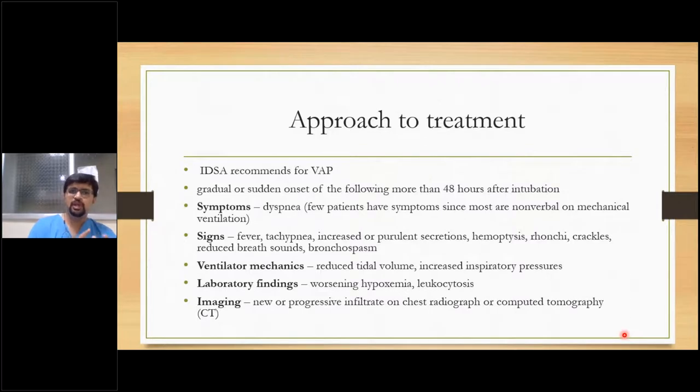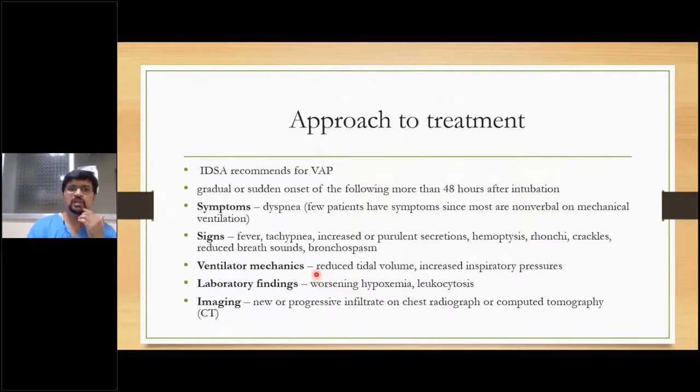We'll have to look into fever here, tachypnea here, and increased or purulent secretion in the endotracheal tube. If there is a hemoptysis, we need to differentiate from pulmonary edema, especially cardiogenic pulmonary edema. If there is increase in the rhonchi or crepitations, if there are any reduced breath sounds, it might suggest there is a pleural effusion, or there might be an endobronchial secretion accumulation, thereby reducing airflow into those areas, or some amount of bronchospasm. We have to look into all those clinical signs to indirectly determine that it might be VAP.